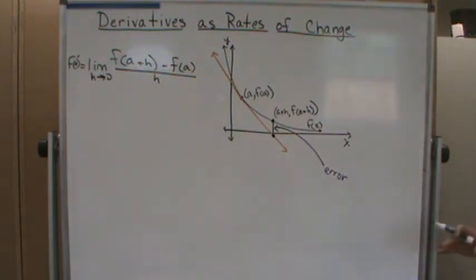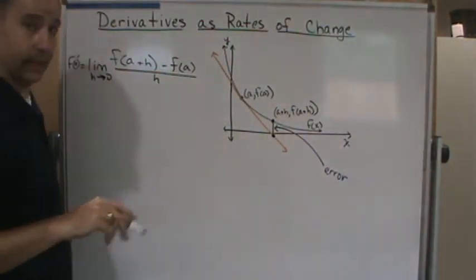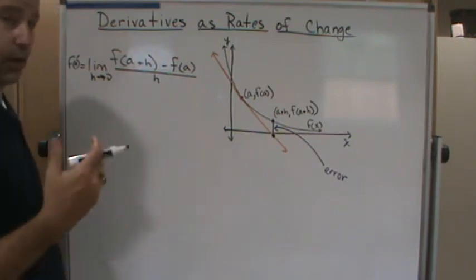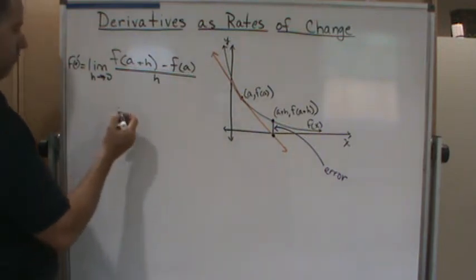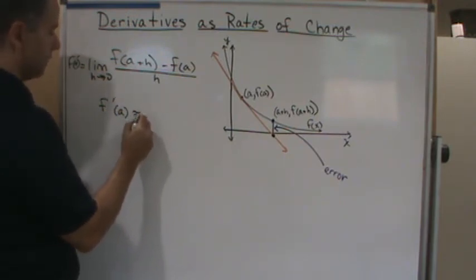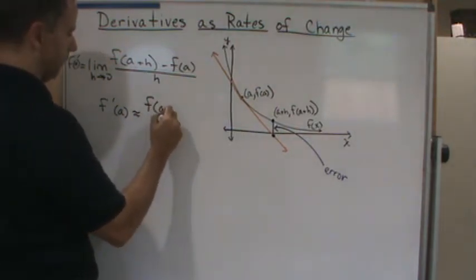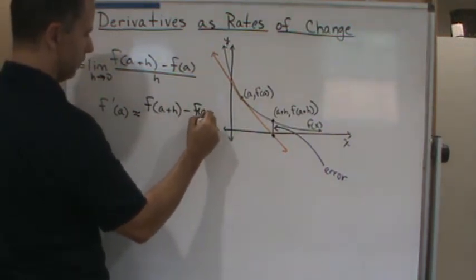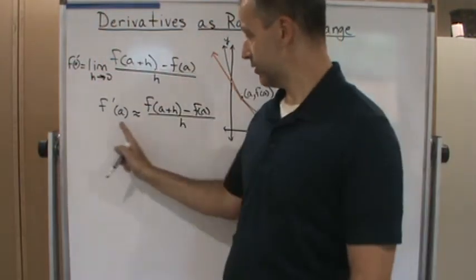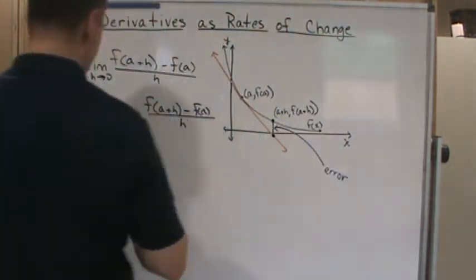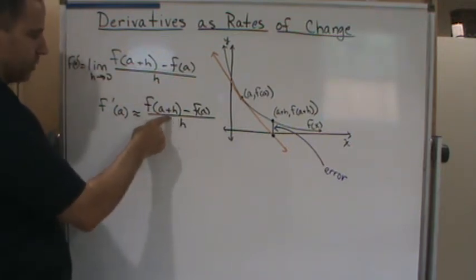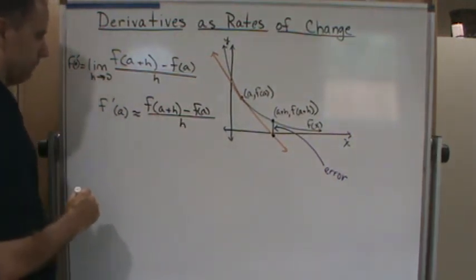But if we take small enough values, this says as h goes to 0, but if we take small values of h, then we can approximate the value of the function at another point by using this. So we can say f prime of a is approximately equal to f of a plus h minus f of a, over h. Again, assuming that we're taking small enough values of h, this is going to be a good approximation. And then what we can do is solve for f of a plus h. This would represent the y value of another point that is h away from a in the x direction, on the x-axis.